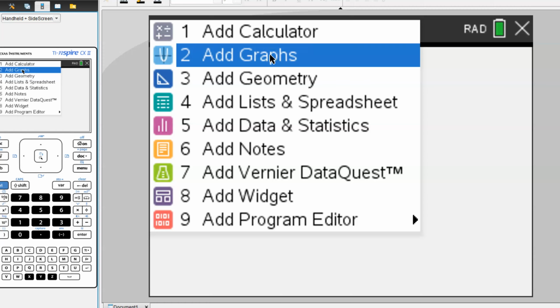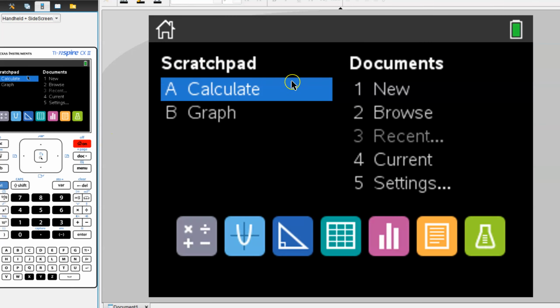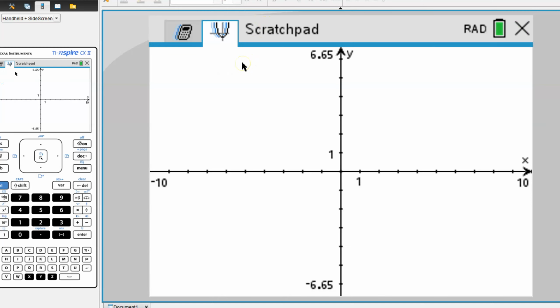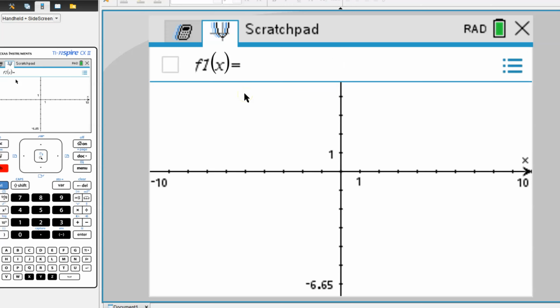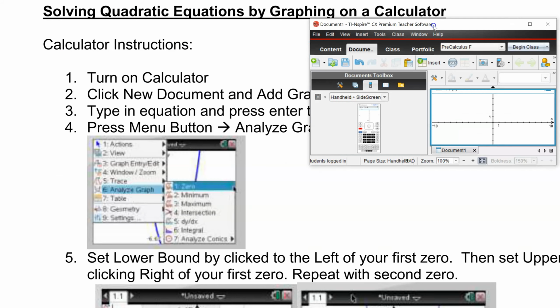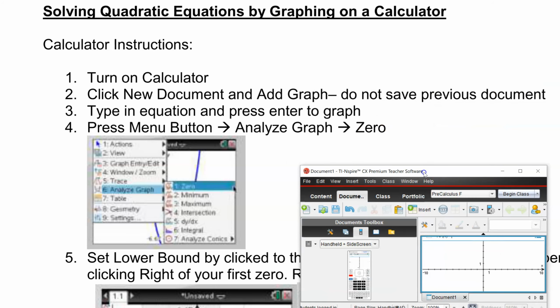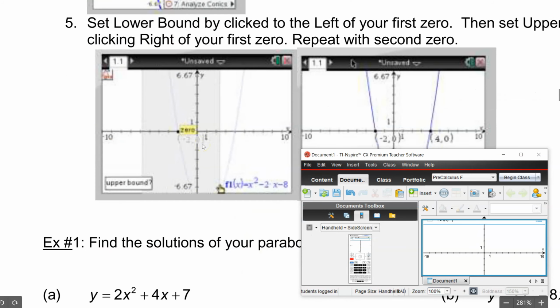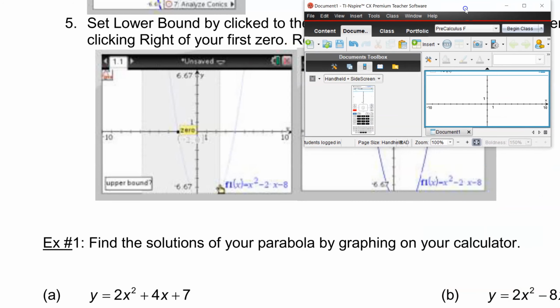Okay, if you open it up and it goes automatically to this page, you can click add graphs, but if you're at the home page, you just go over where it says graph. Oops, where's my entry line? How do I get back to it? Tab. Okay, cool. First thing, turn on the calculator. Click new document, add graph, do not save previous document. Type an equation and press enter to graph. Did I write an equation for me to use? Yes. x squared minus 2x minus 8. Let me just make this a little bigger.